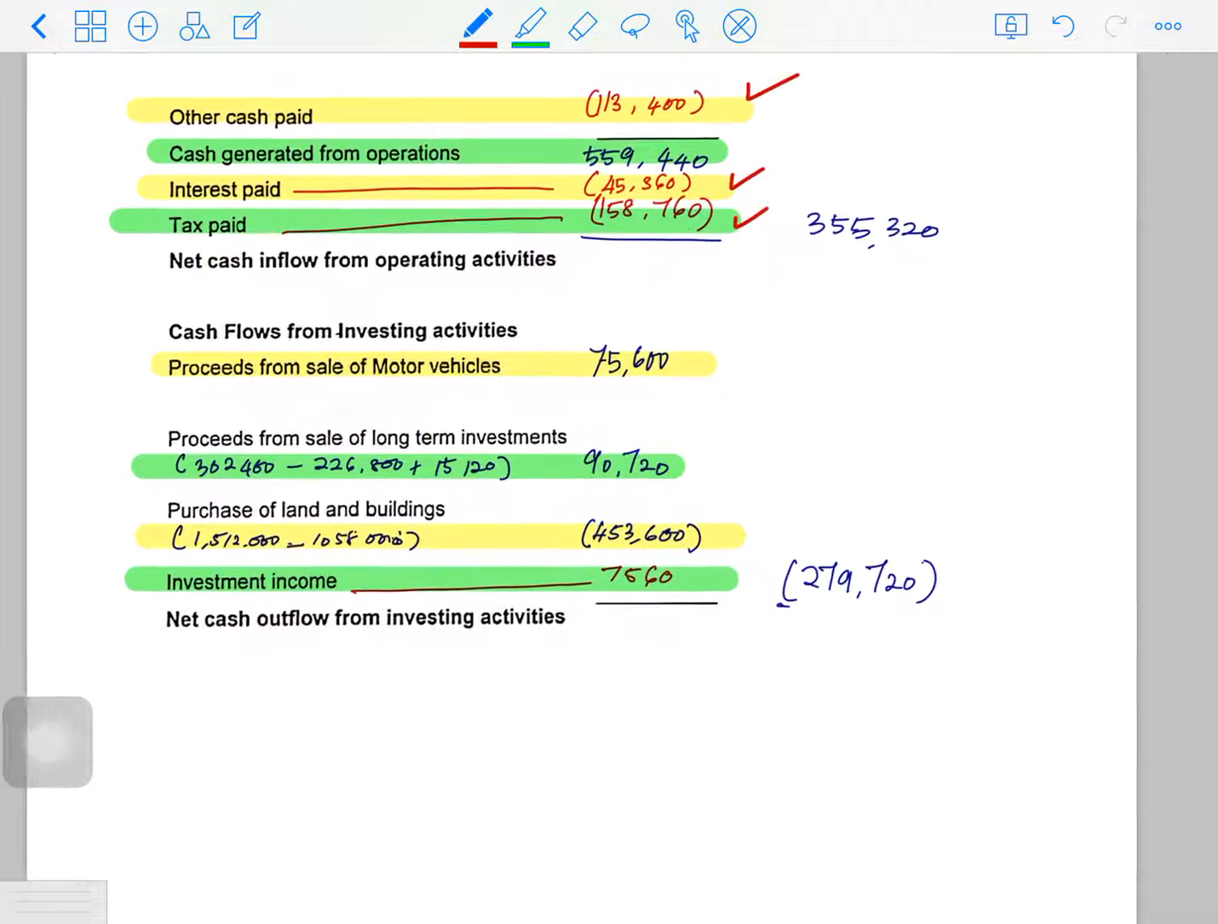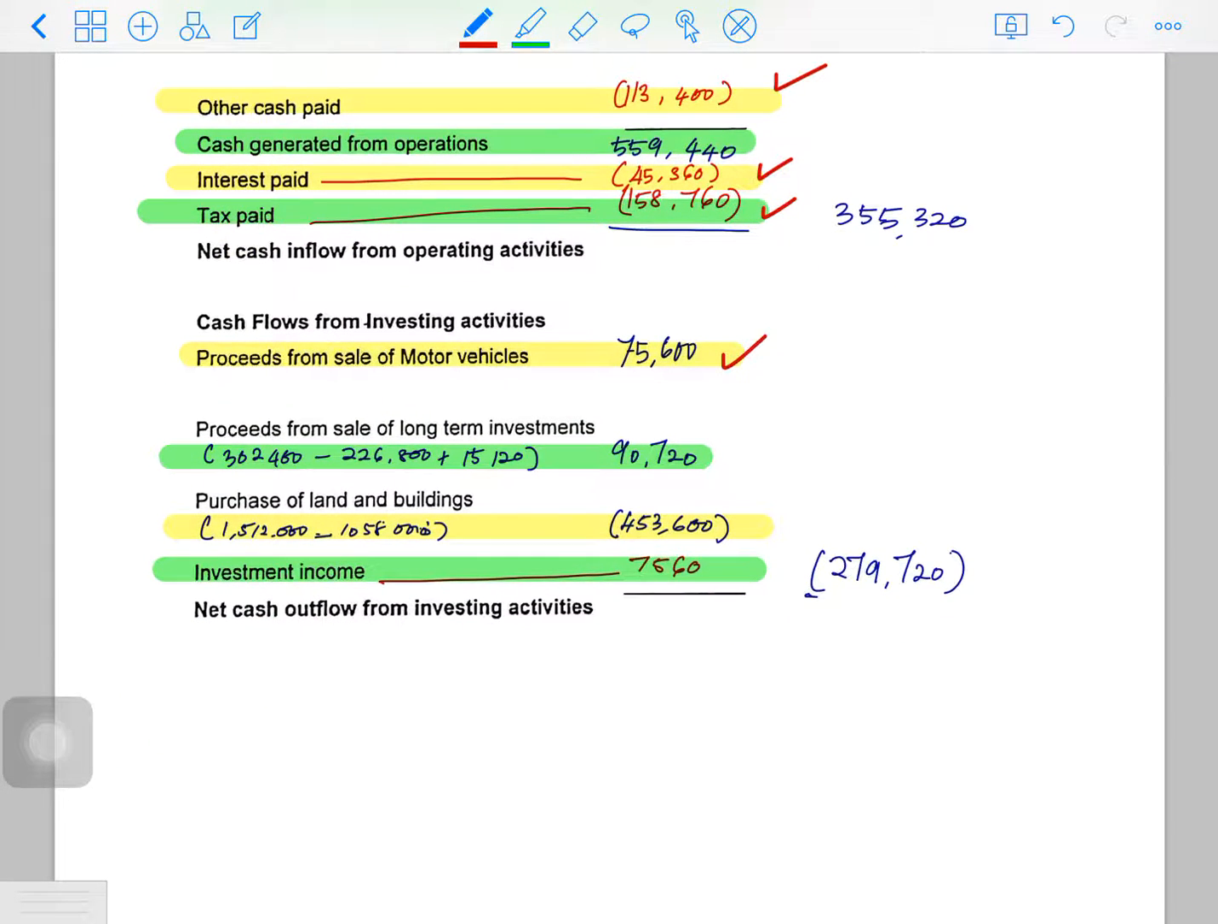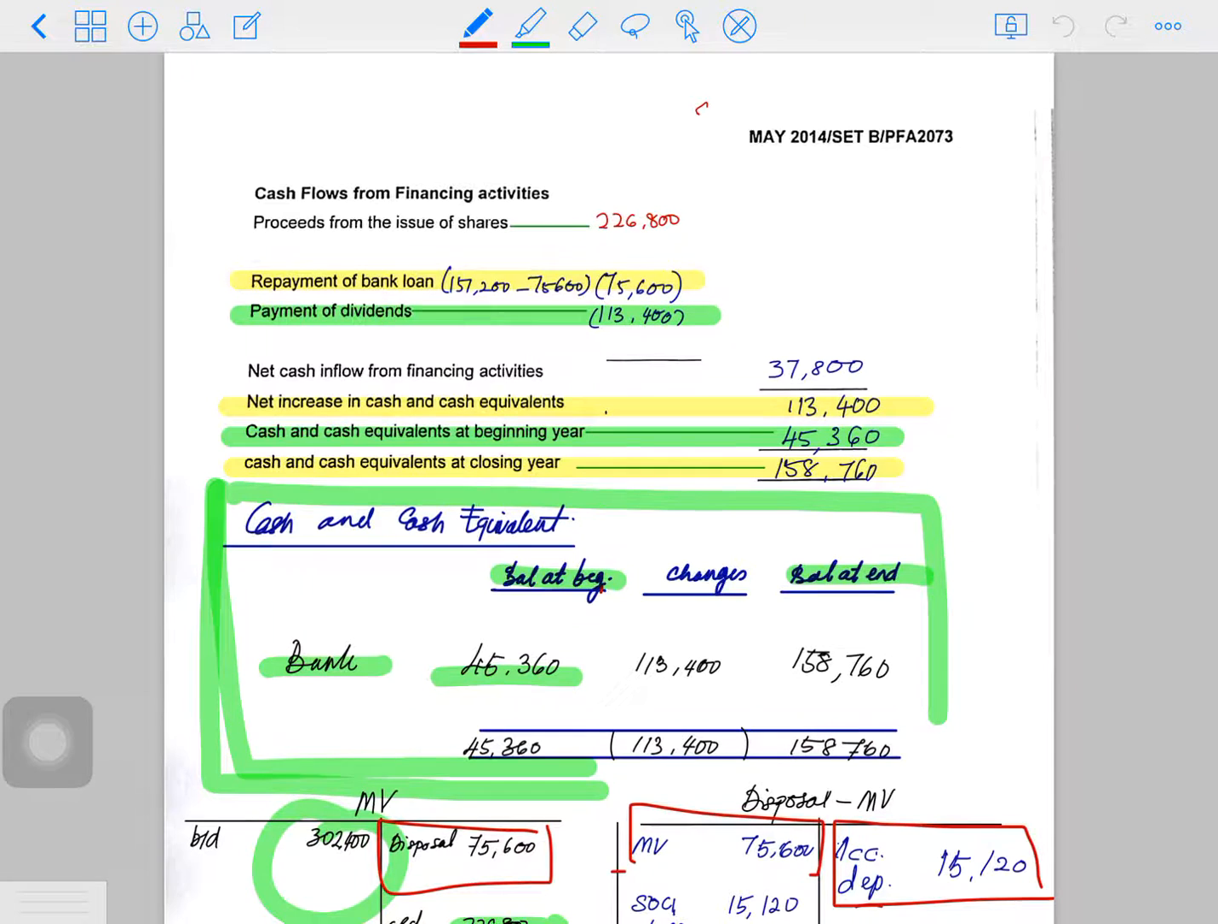Cash flow from investing activities, inflows kita ada proceeds from sale of motor vehicle, proceeds from sale of long-term investment, and purchase of land and building. Yang ni money going out. And then investment income, kan? Money coming in. Total outflow of cash of 279. Okay, outflow of cash. So maknanya nanti kita akan tolak campur lah.